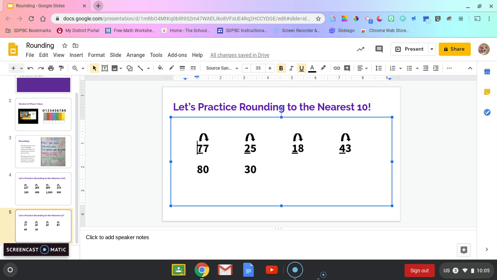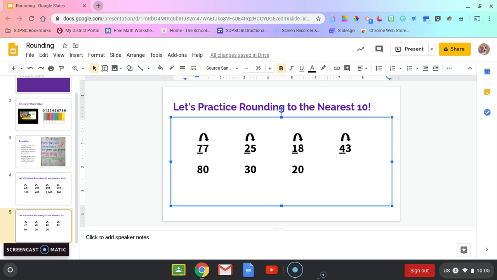So remember, 5 or more, it rounds up. So the 5 is going to make the 2 round up to a 3, and then it turns to a 0. All right, so now 18. I've already underlined the digit in the tens place, which is 1, looking right next door to the 8. Is the 8 going to make the 1 round up or stay the same? The 8 is going to make the 1 round up. What's 1 more than 1? 2. So the 1 goes up to a 2, and then my other digit turns to a 0.